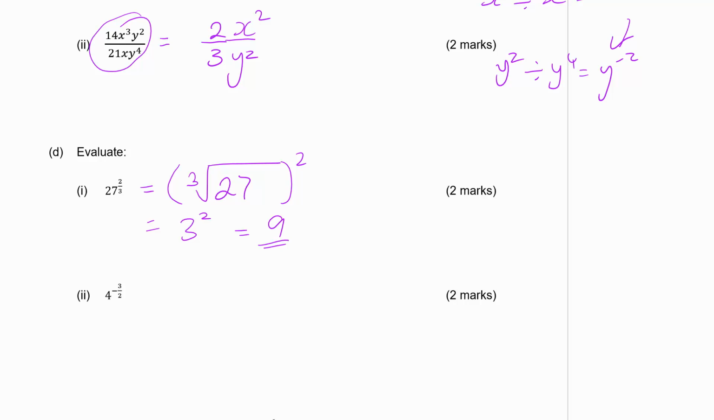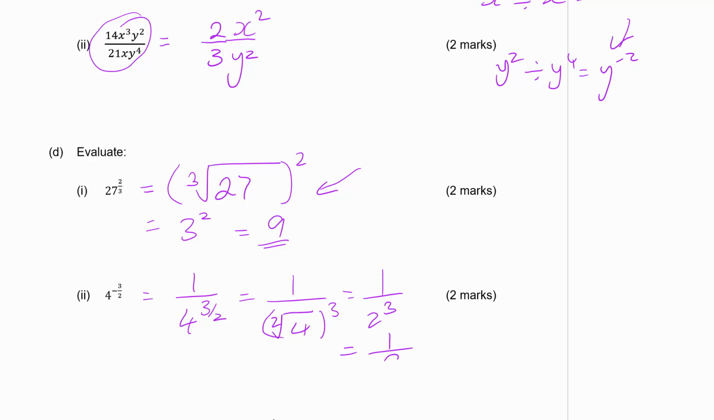Now with this one, remember the negative just means it's 1 over 4 to the 3 over 2. And that is going to be on the same basis we discussed up here with the 2 on the bottom. It's a square root. We don't normally write the 2 there, but I'll just leave it there for now. So it's the square root of 4 and then cubed. So that's 1 over 2 cubed, which is 1 over 8.